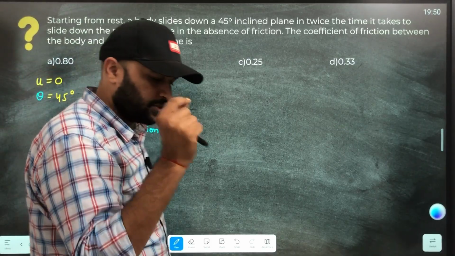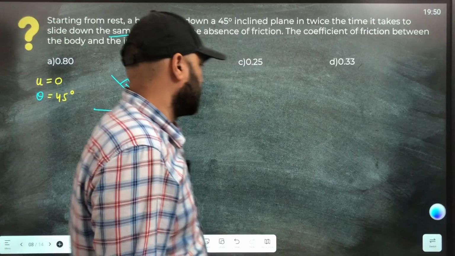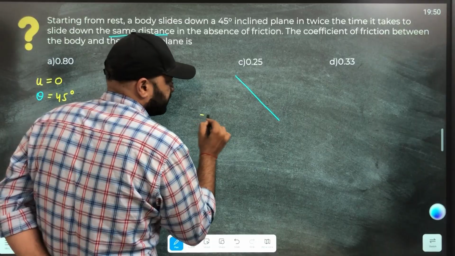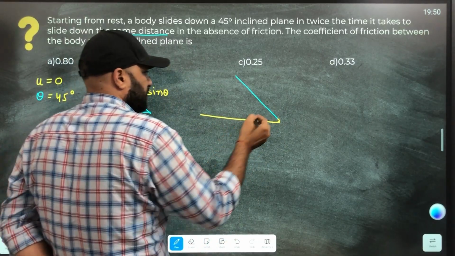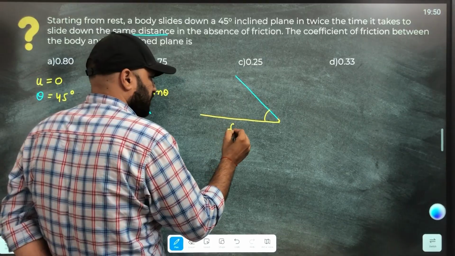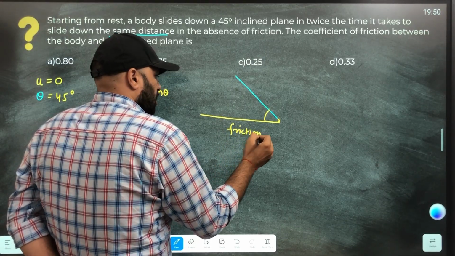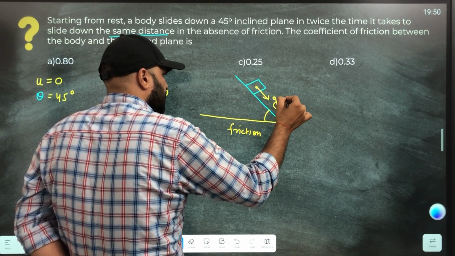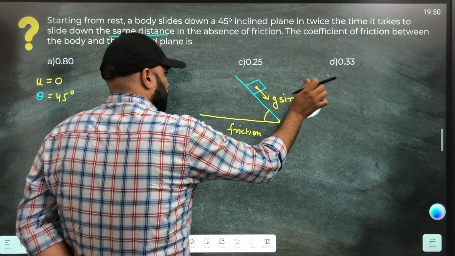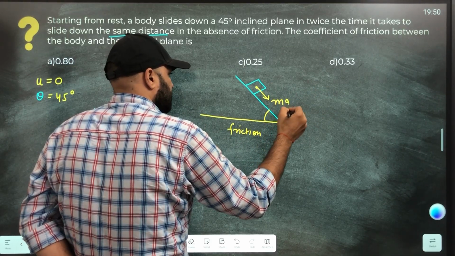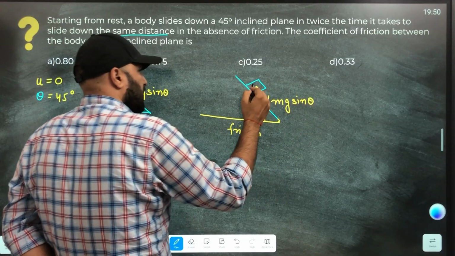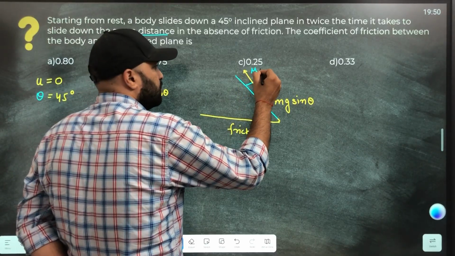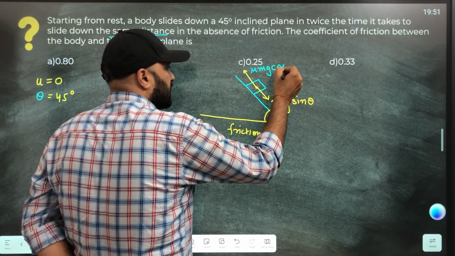So mg sine theta is responsible for any block to move on the inclined plane in case there is no friction. If there is friction, let's say this is a block, it is going down with mg sine theta. Mg sine theta is making it go down and the frictional force is pulling it in the upward direction. And how much is it? Mu mg cos theta, correct?